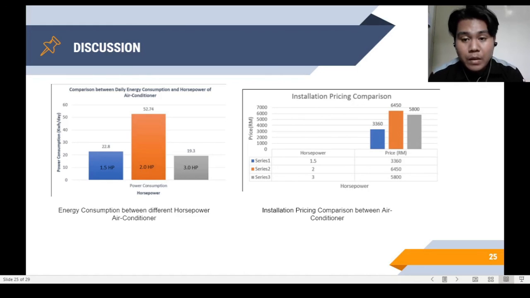Next, for the 1.5 horsepower, the installation pricing is cheaper compared to 3 and 2 horsepower.